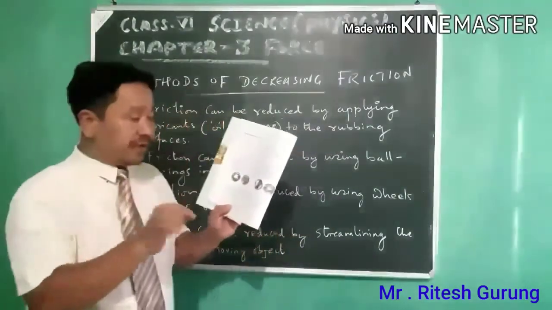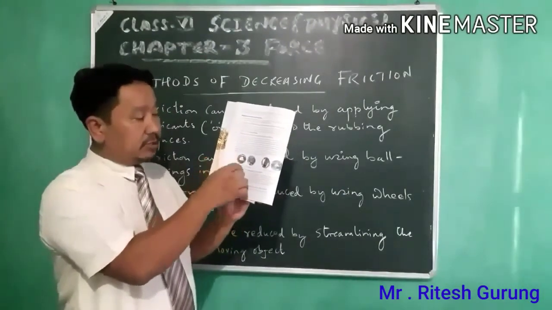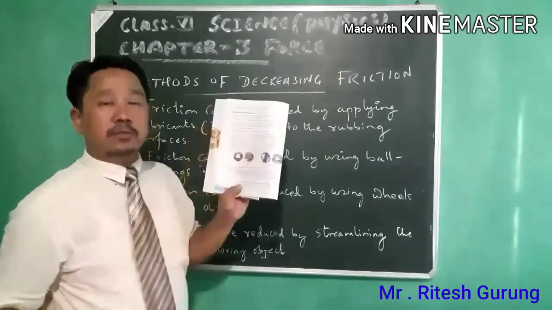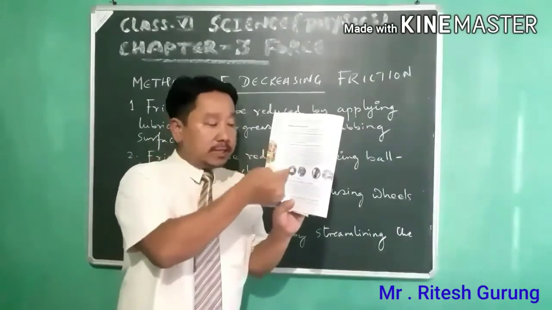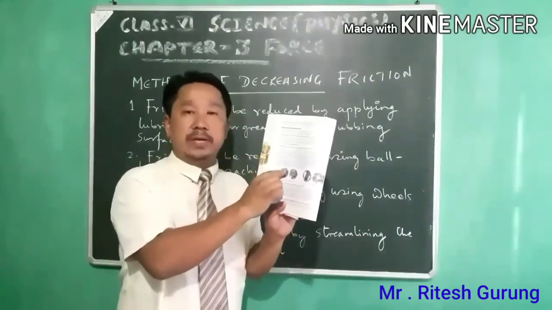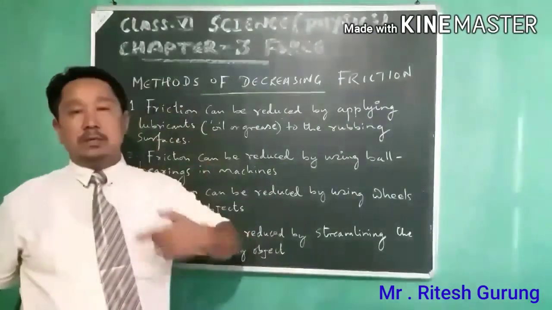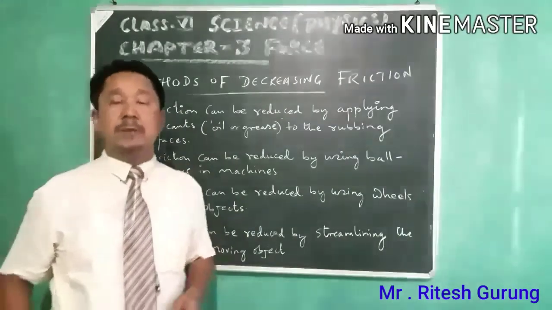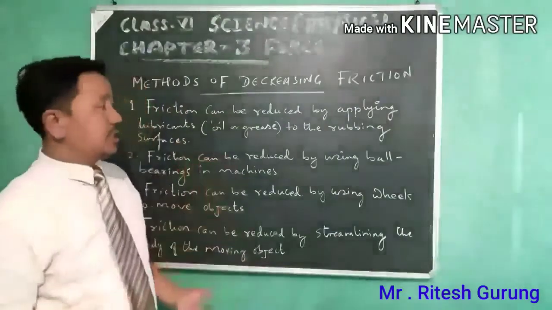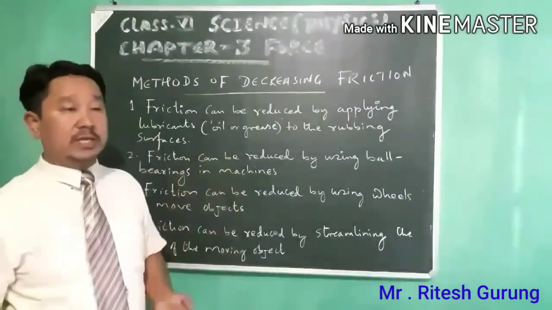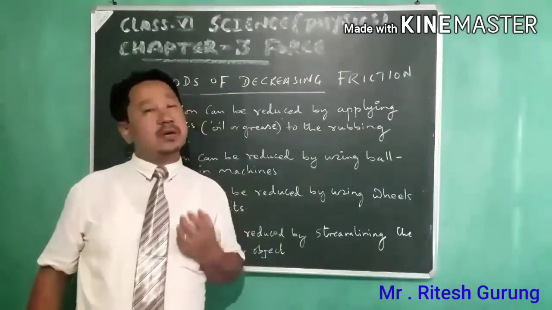So in order to reduce the friction, this ball bearing is used here. The ball bearing is kept in between the axle and the rim of the wheel, so that when the wheel has to rotate around the axle, the ball bearing in between reduces the friction. That way the vehicle can easily run smoothly on the road. This is also one of the devices to reduce friction. So the ball bearing is one of the very important devices used in the wheels of vehicles.